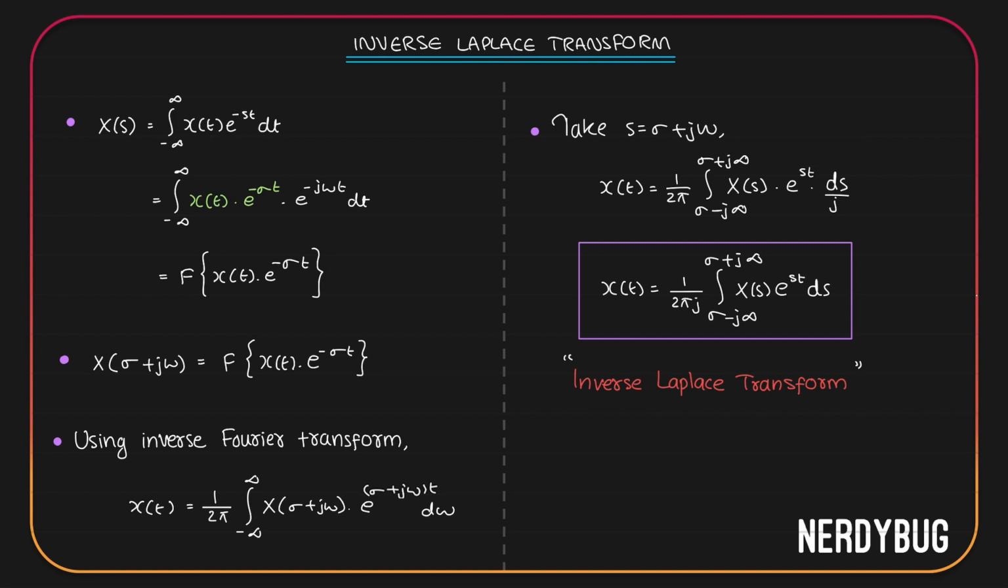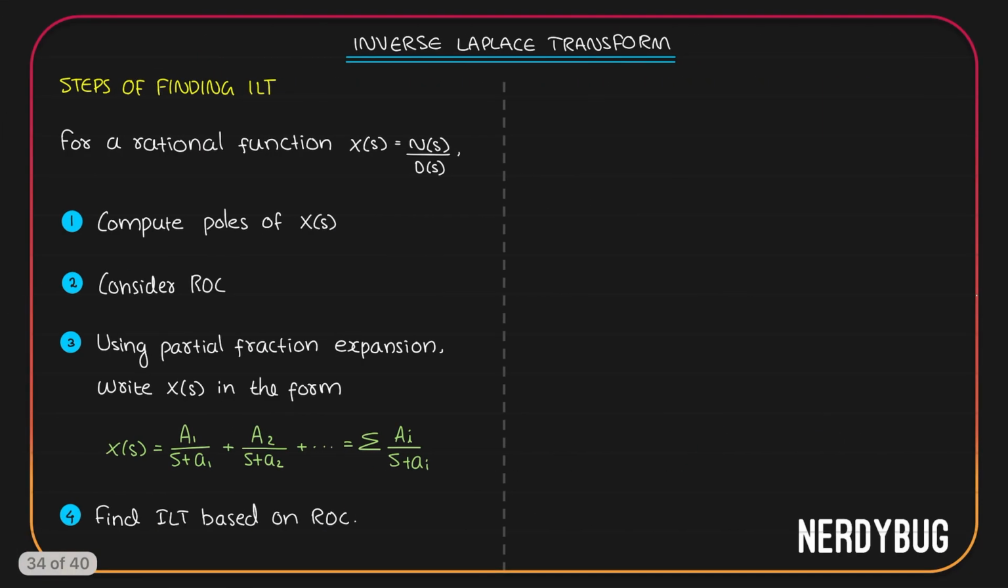So, as long as we can find the Laplace transform of an exponential signal and its inverse Laplace transform, we are good. Instead of using this complex equation to find the inverse Laplace transform, we'll be using a tricky method. Let me take you through the steps of finding the inverse Laplace transform. Consider a rational function X(s), which is N(s) by D(s). N(s) is the numerator as a function of s, D(s) is the denominator as a function of s.